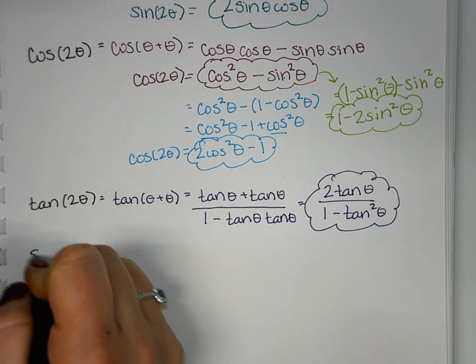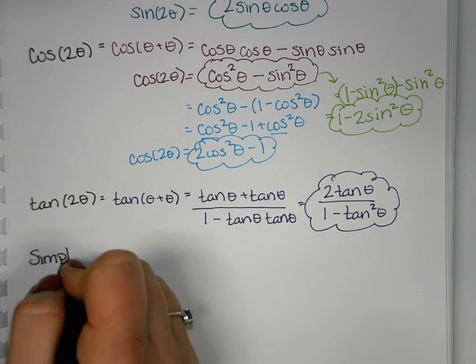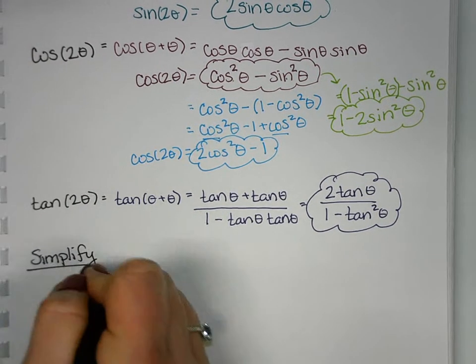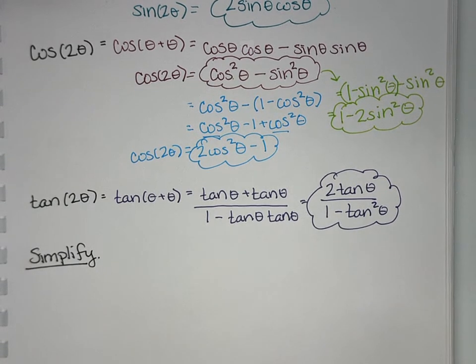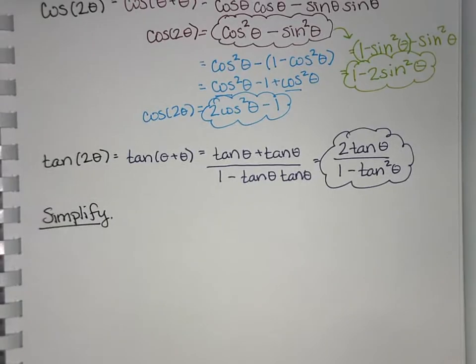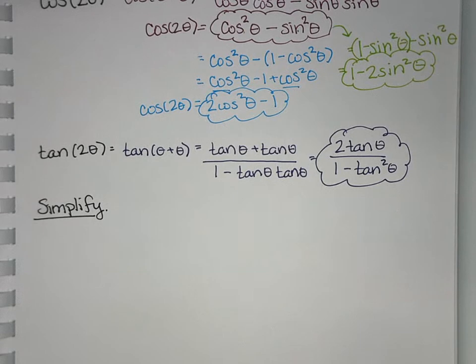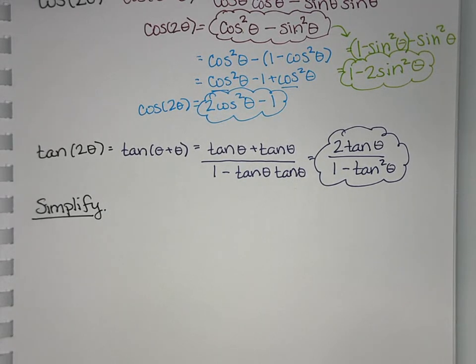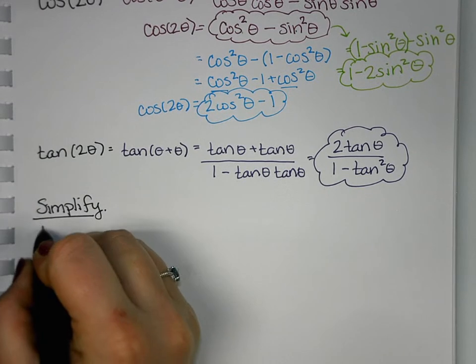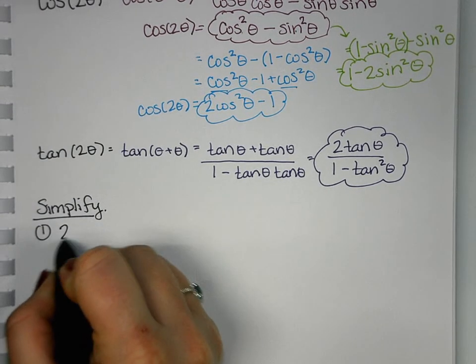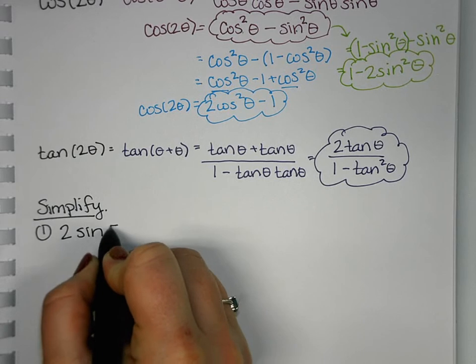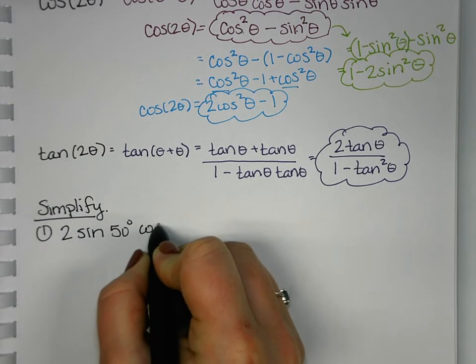All right, so our directions here are just to simplify, so we're not solving, we're just going to simplify. So when we simplify, we try to write our trig expression as small as possible and with as few trig functions as possible. So our first one here is 2 sine of 50 cosine of 50.